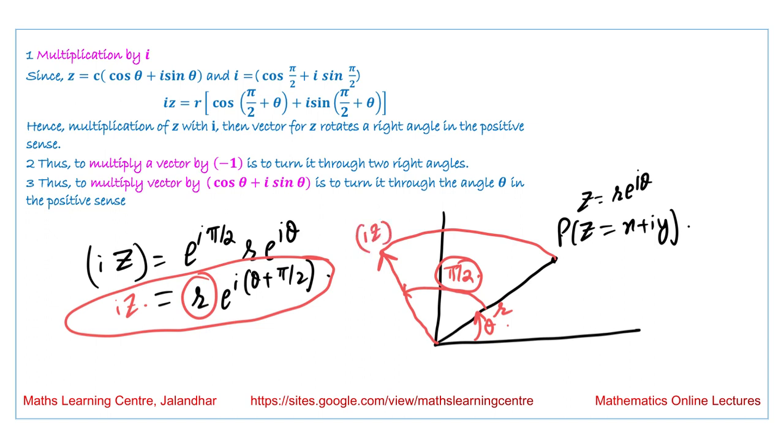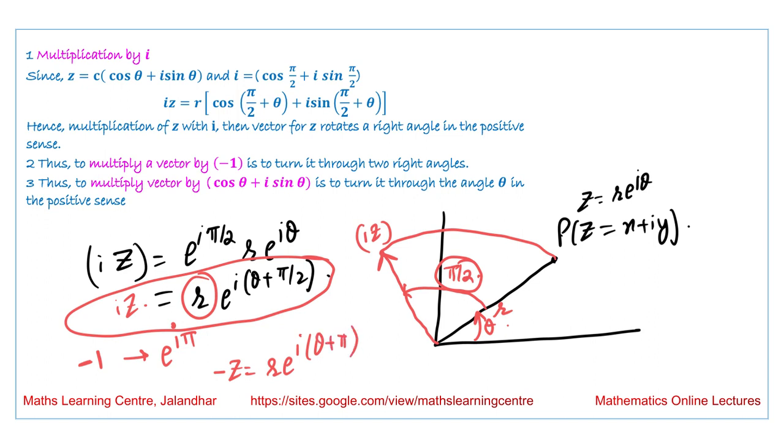Similarly, if we multiply a number with minus 1, the representation of minus 1 is e raised to the power iota pi. See, it is e raised to the power iota pi. So the new number, minus Z, will be R e raised to the power iota (theta plus pi).